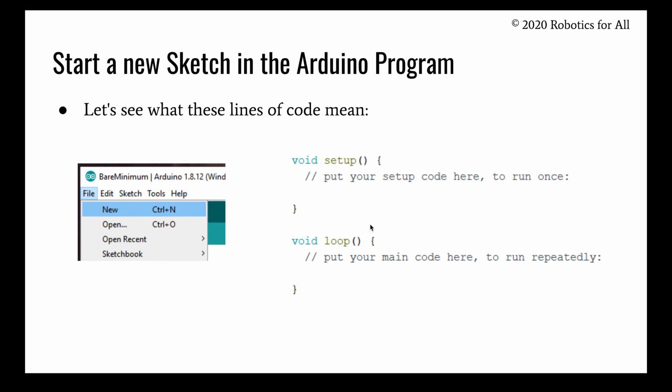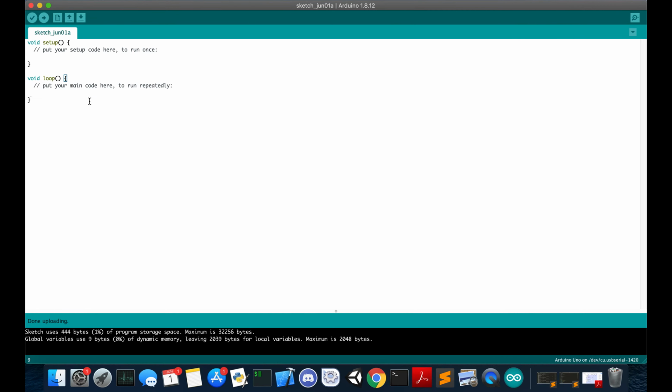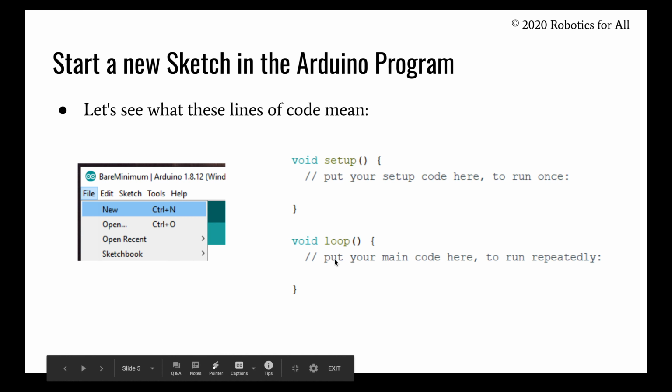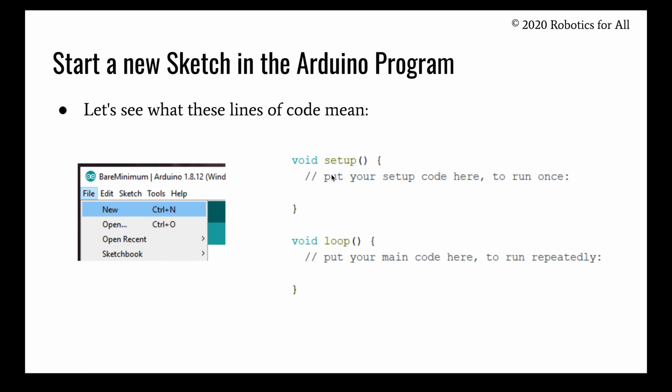So let's start a new sketch. You'd go to File and New Sketch. I already have mine open here, and you can see there's a setup function with nothing in it, and also a loop function. And notice how there's two slashes. This means it's a comment. The computer won't recognize anything that you write past the two slashes, so you could write notes in your code.